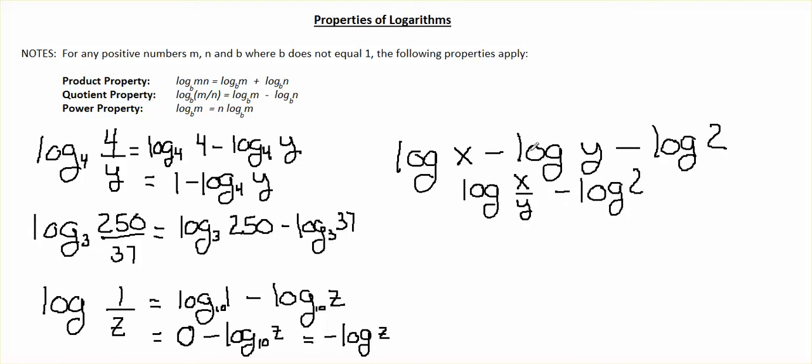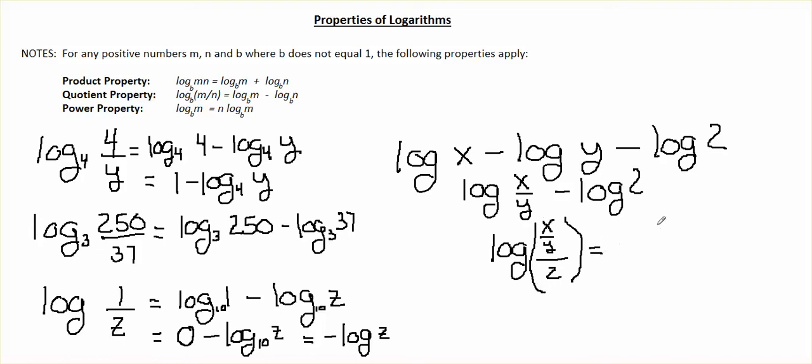Now we need to combine our very last one. And let's take a look at how we would combine this last one. So we have a subtraction, 2 logs, same bases, we're subtracting. We can again divide these two, x over y divided by 2. And how do we actually do that? x over y divided by 2.